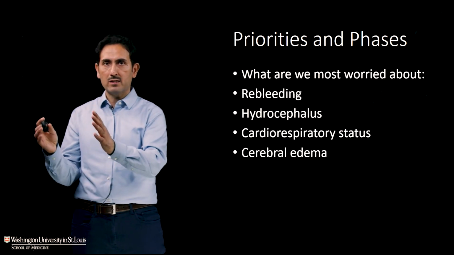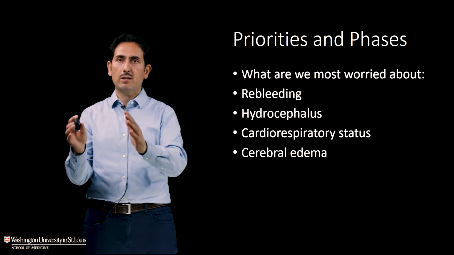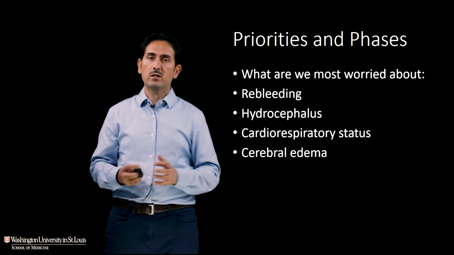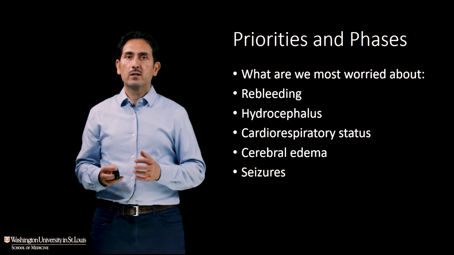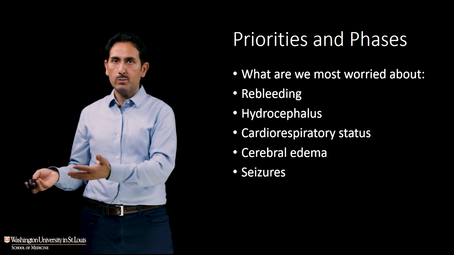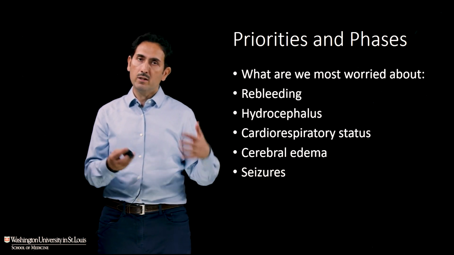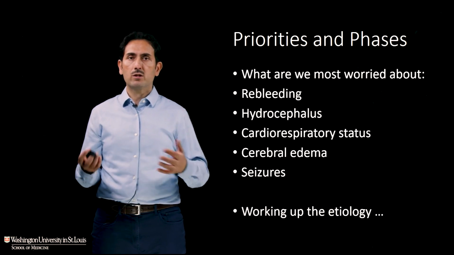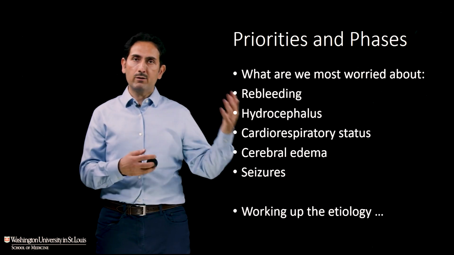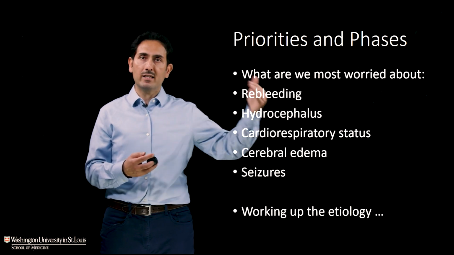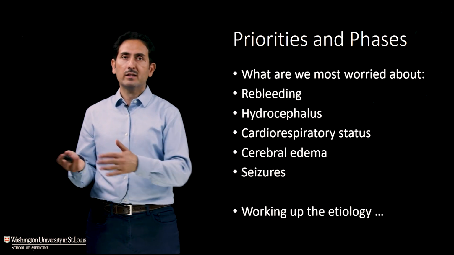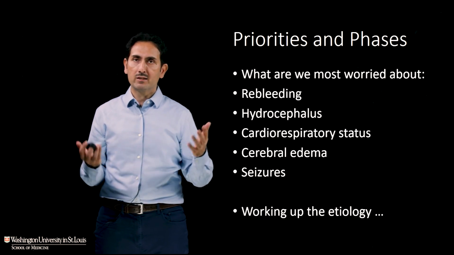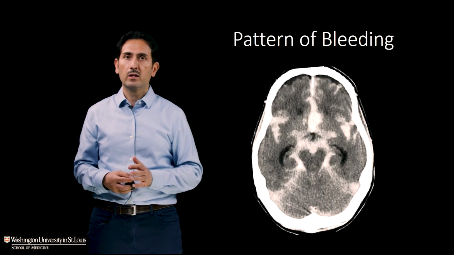So there's early priorities in day one: rebleeding, hydrocephalus, ABCs. And then, over the first few days, brain swelling, and then seizures can occur either at the time of the bleeding or any time in the first few days, and even later. And then, as you work up the etiology and treat the aneurysm, in a delayed fashion, as we'll talk about, several days later, a patient who may be doing well can have delayed complications, and that's a delayed phase, so-called delayed brain ischemia or delayed cerebral ischemia.